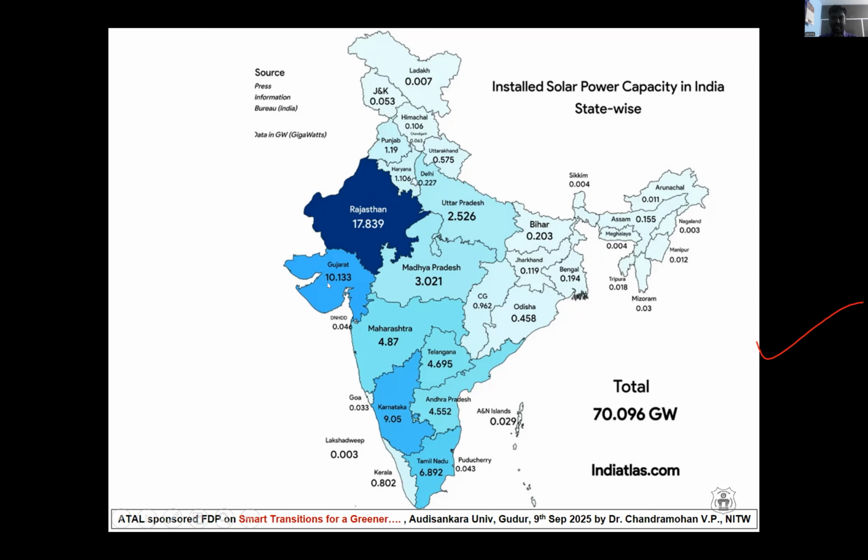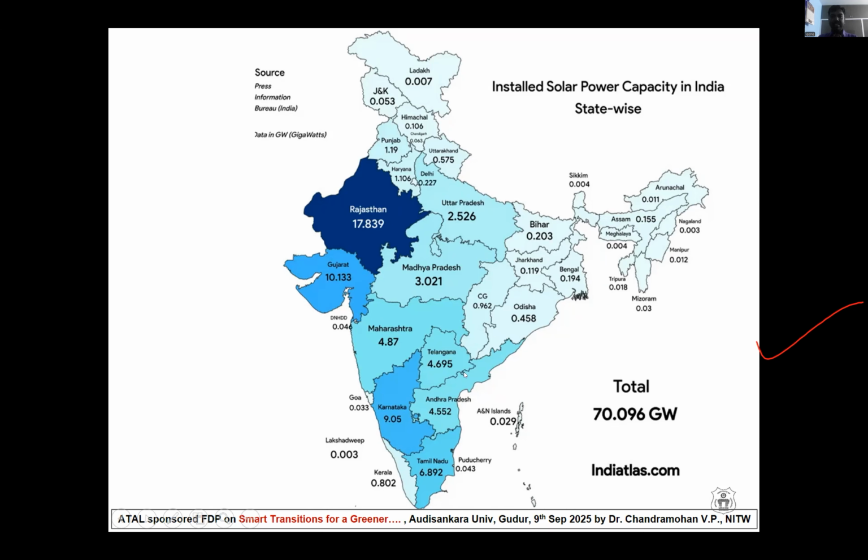Gujarat. Gujarat is doing second. I think Gujarat is the second one, 10.133 gigawatt. And then Karnataka is doing good, 9.05 gigawatt. Actually, the undivided Andhra means Telangana and Andhra Pradesh. Telangana came only in 2013 or 2014. So if it is undivided, Telangana and Andhra together, then their contribution is more. You see, almost 9 plus, so it is more than Karnataka. And then what about Tamil Nadu? Tamil Nadu is around 7 gigawatt.